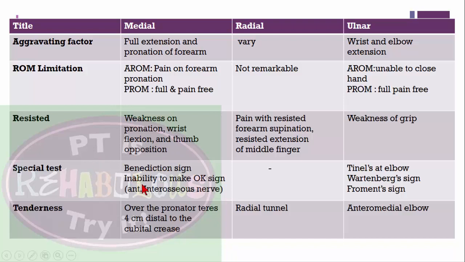Special test: the patient is not able to make an OK sign with the index finger and the thumb, which indicates the benediction sign, that is anterior interosseous nerve syndrome. Tenderness is present over the pronator teres muscle, 4 cm distal to the cubital crease.